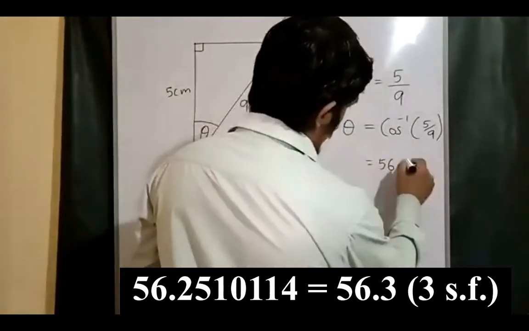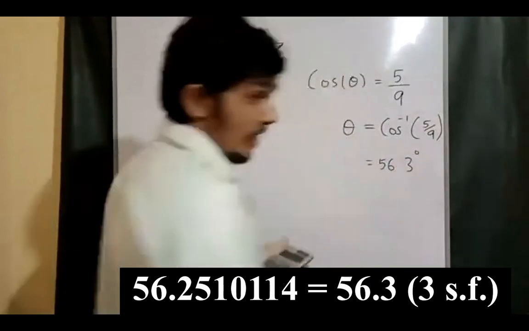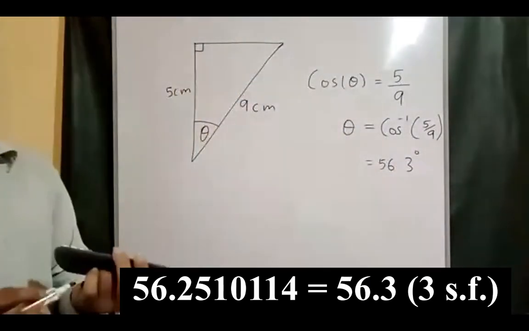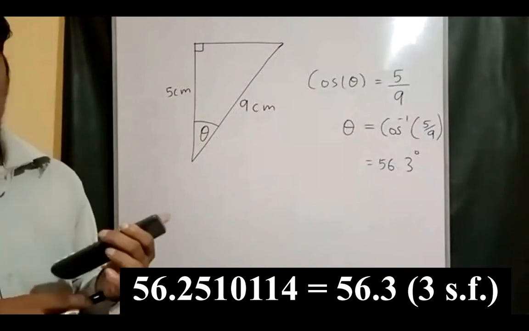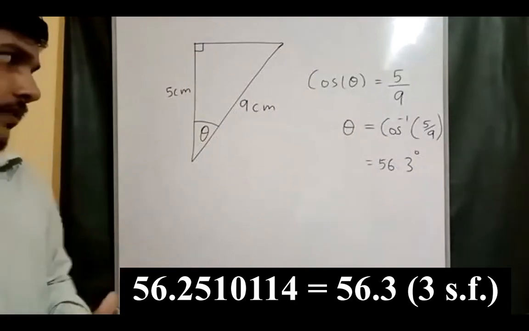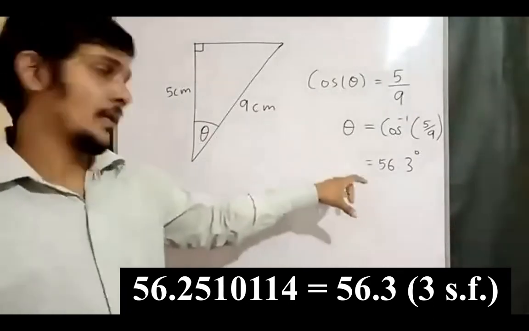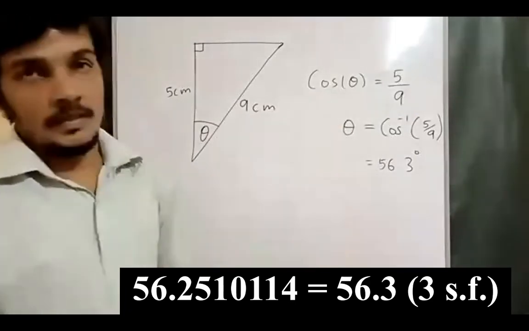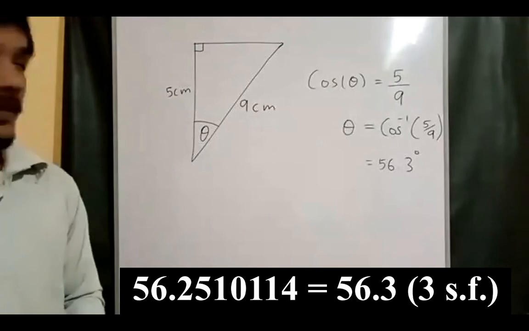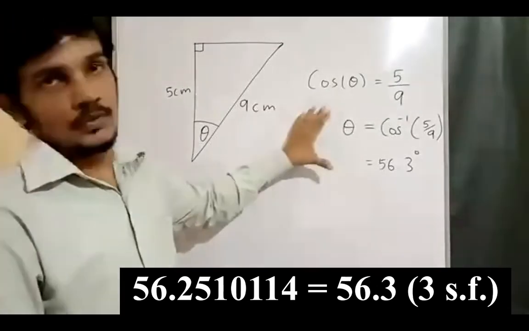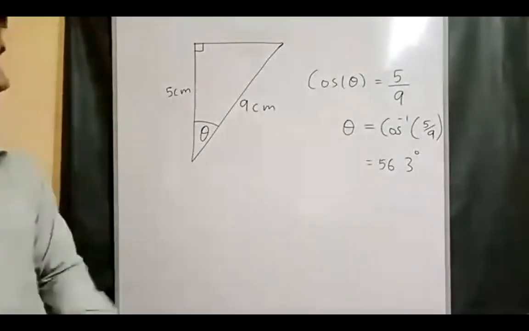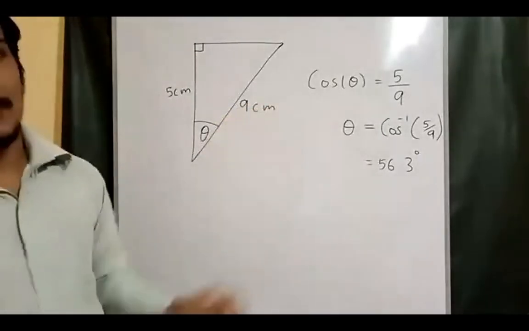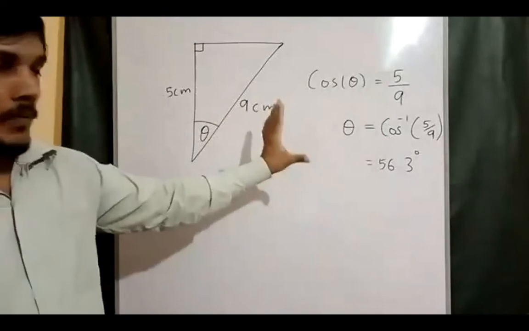56.25. But normally we write it for 3 significant figures. If you don't have a scientific calculator, you have to use a scientific calculator on a computer or a mobile, any kind of suitable device. Anyhow, you have to use the scientific calculator because using a standard calculator we can't do the inverse calculation. So this is the method.